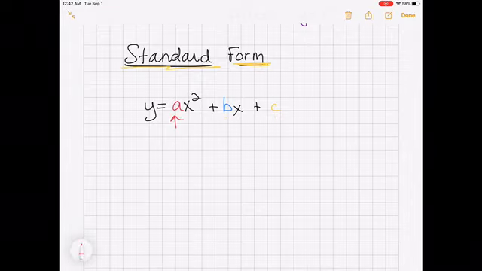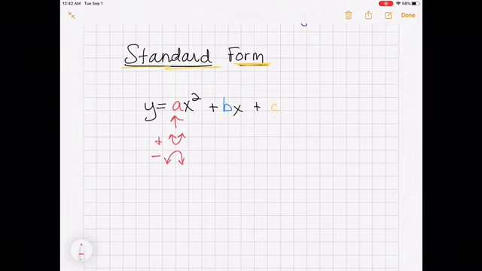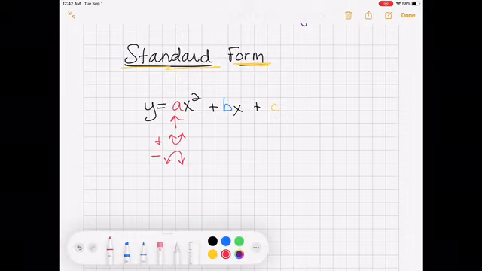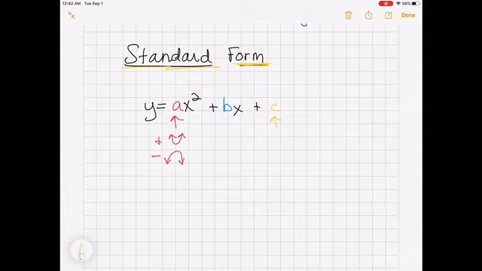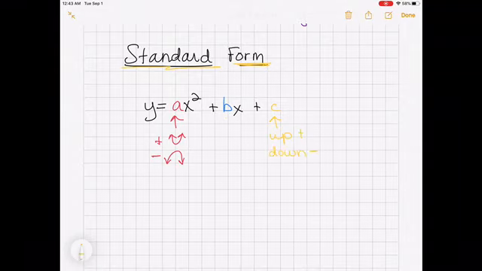A tells us if it's positive, it's going to go upwards. If it's negative, it's sad. It's going to go upside down, okay? It also tells us, depending on what number it is, if it's going to be very wide or very skinny. The C value, we already talked about this, tells us that it's going to go up if it's positive, and it's going to go down if it's negative, and that changes where the vertex is, up or down.